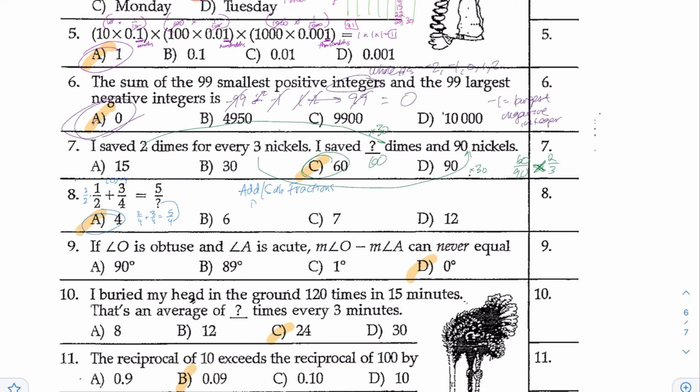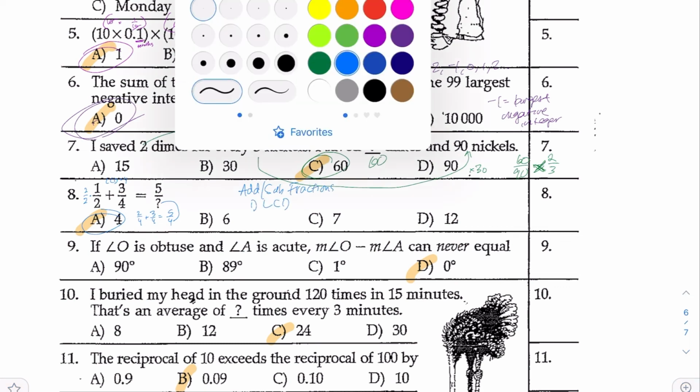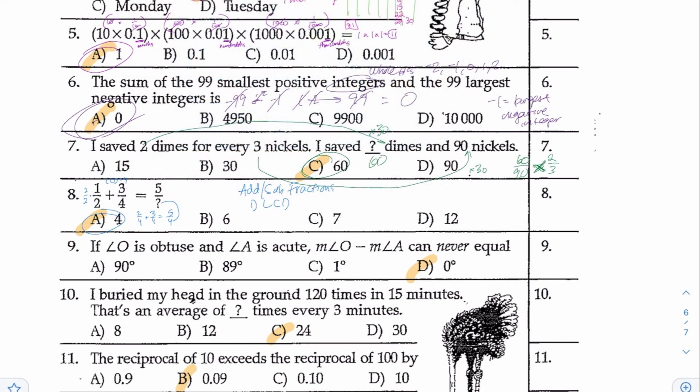Number 2, add fractions. You must do the LCD. And when you multiply and divide fractions, you don't do the LCD, you do improper fractions. And that applies to mixed numbers as well.